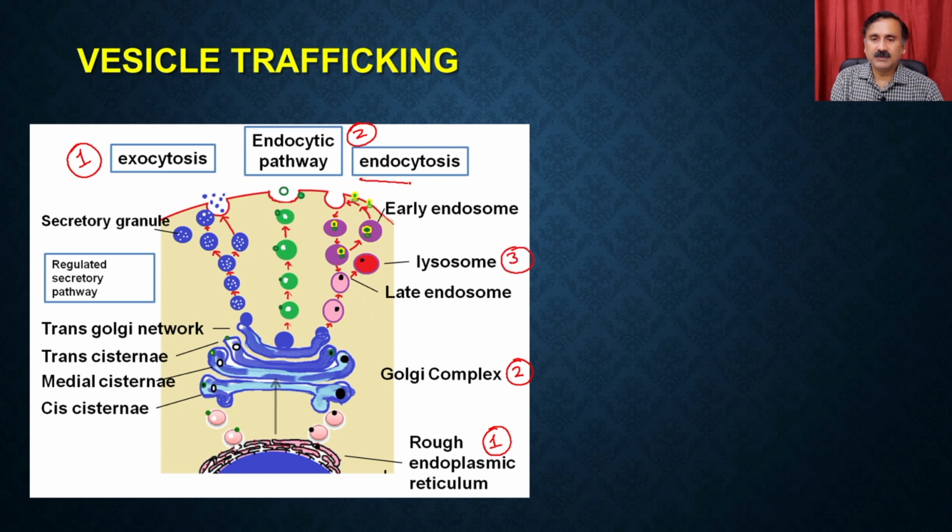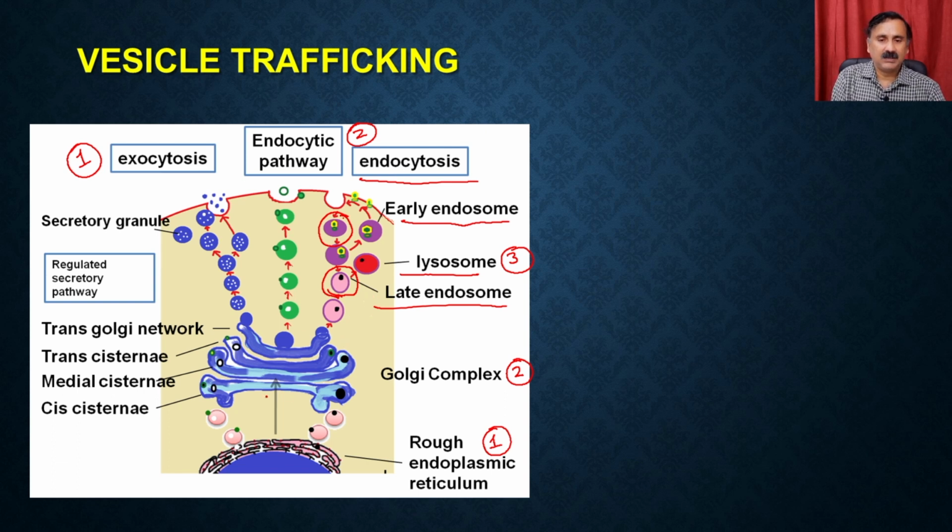In endocytosis, the food material is trapped into membrane-bound structures, which are called early endosomes. These early endosomes are then fused with the lysosomes, and that's how they form the late endosomes. Within the late endosomes, with the help of enzymes from the lysosomes, the food material is degraded into its constituent monomers, and that's how it is released.